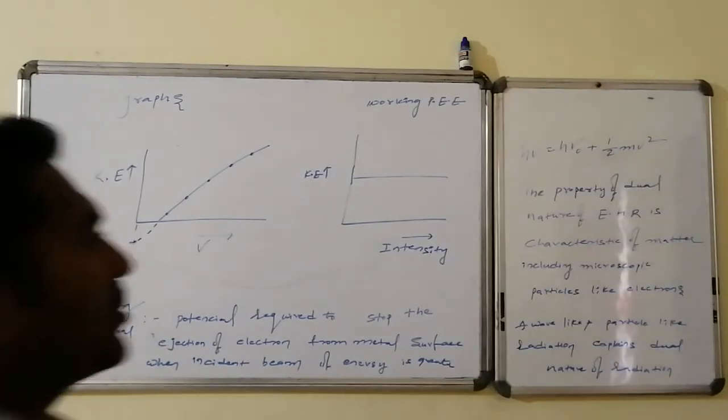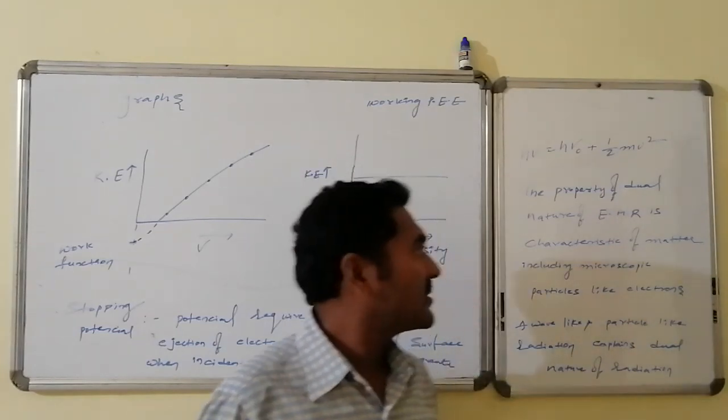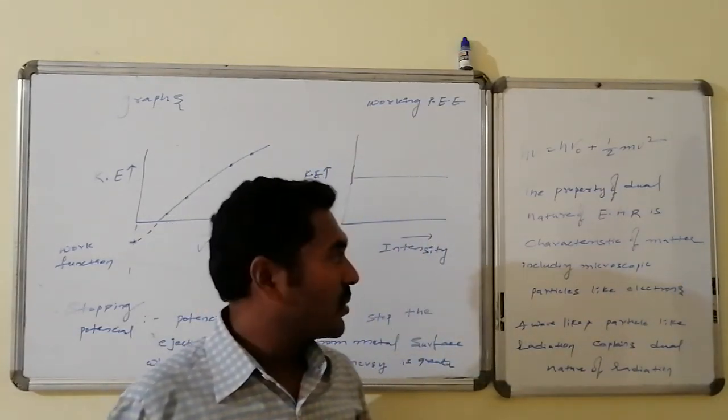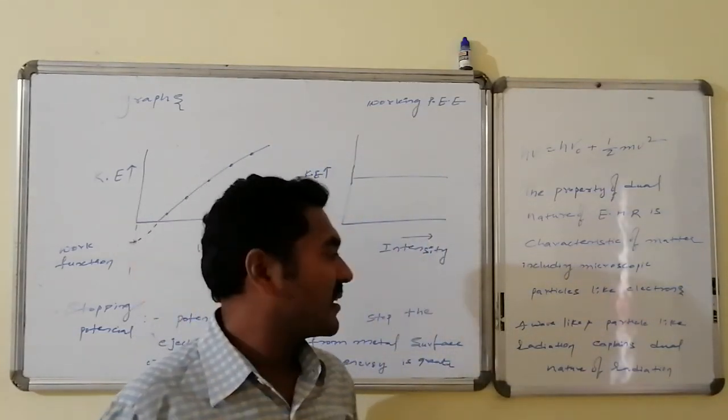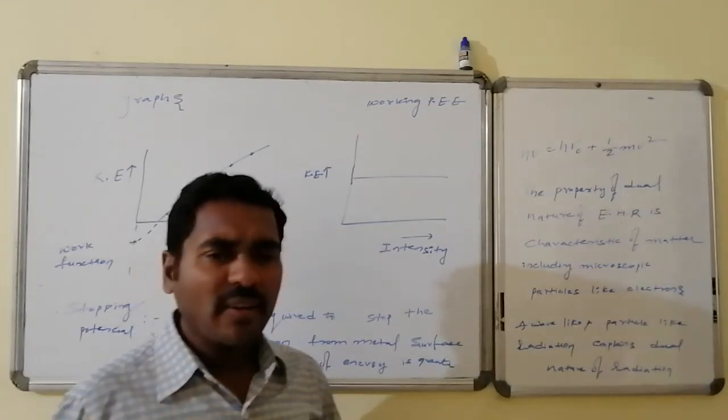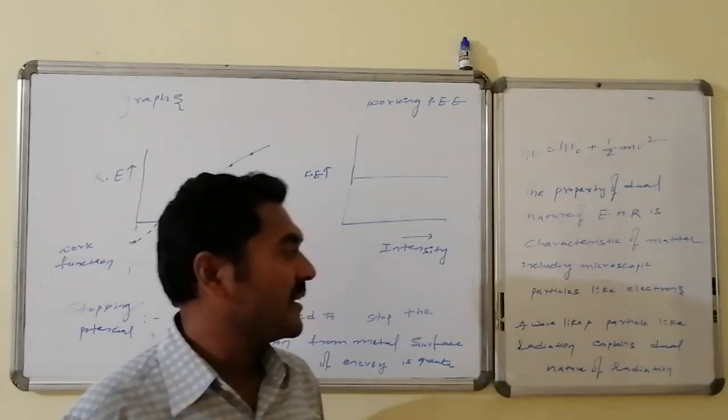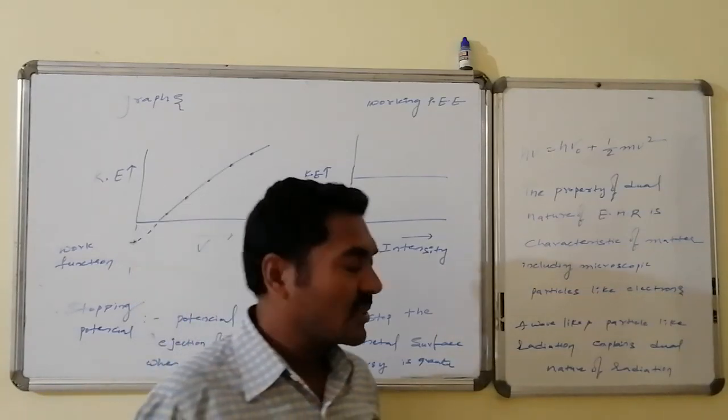The property of dual nature of electromagnetic radiation is also characteristic of matter, including microscopic particles like electrons. Thus, wave-like as well as particle-like behavior explains the dual nature of radiation.